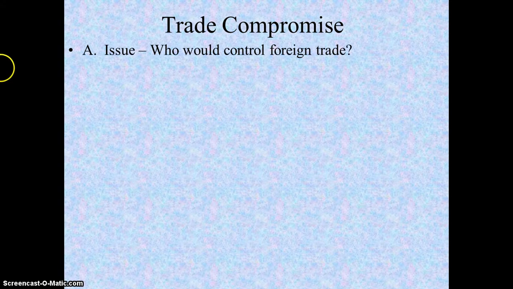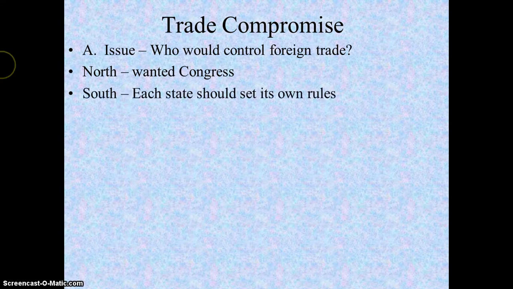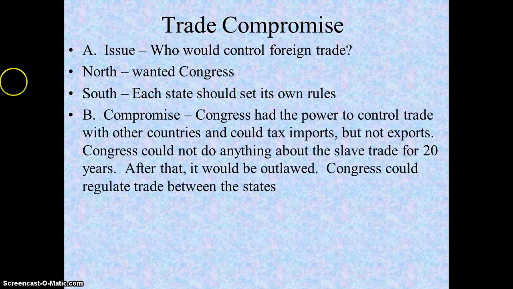The next problem will be the trade. The issue: who would control foreign trade? The North wants Congress, the legislative branch, to control trade regulations. The South would like each state to set its own rules. The compromise: Congress had the power to control trade with other countries and could tax imports, products coming into the country, but could not tax exports, products going out of the country.